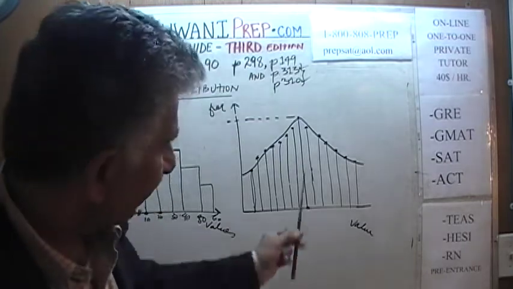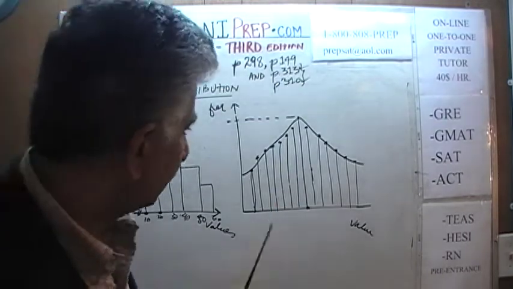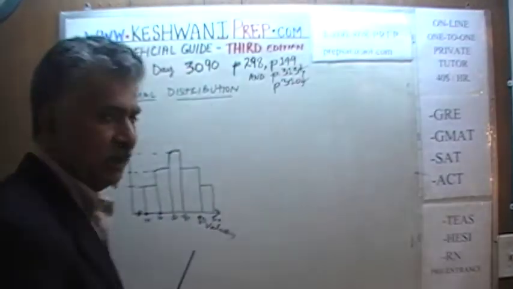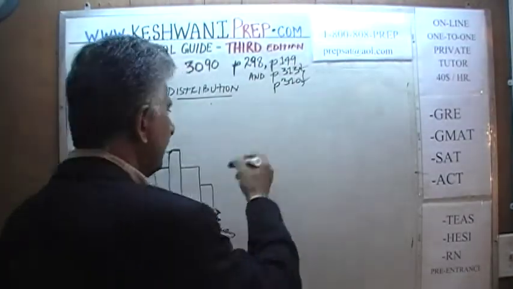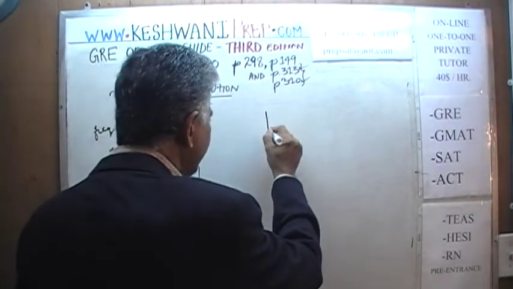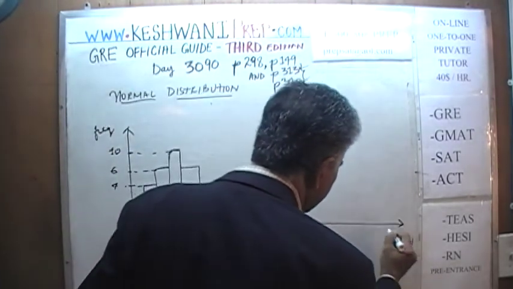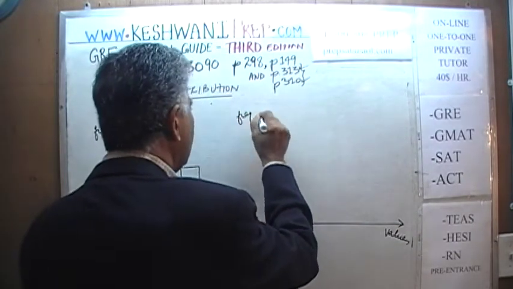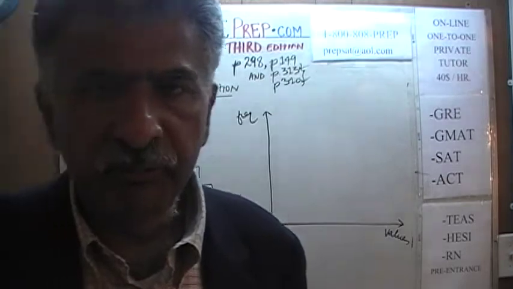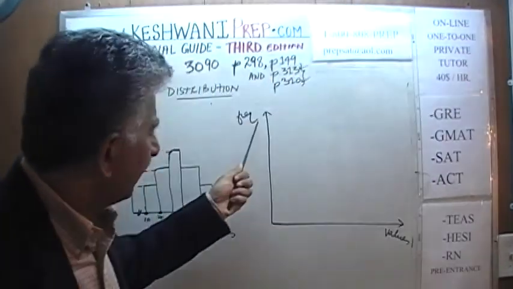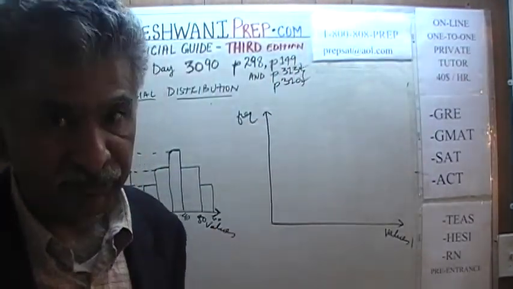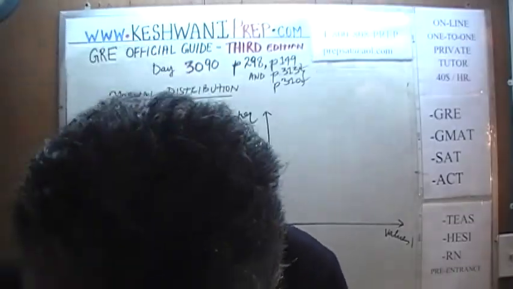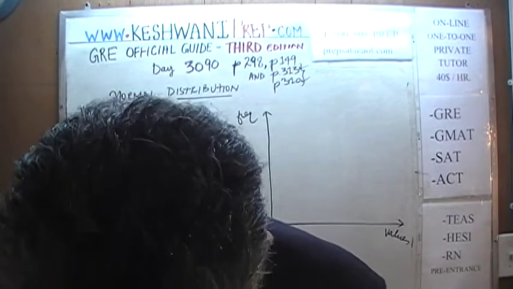So what I'm going to do now is erase this and redraw it. Let's draw a normal distribution. Remember, a lot of the time students have trouble understanding because the y-axis is not shown. Let's see what they show on 310 and 313.